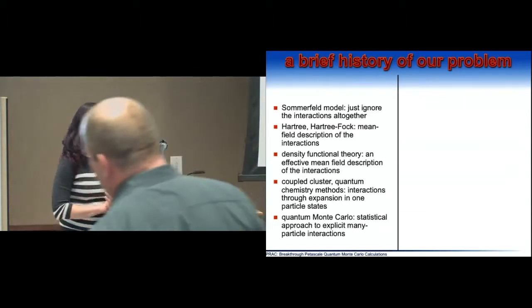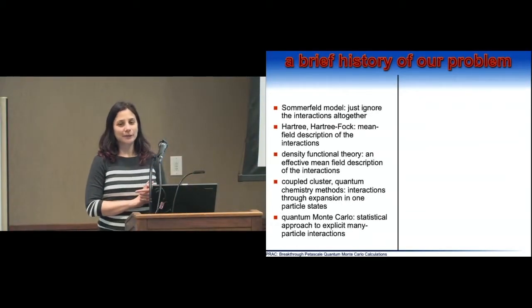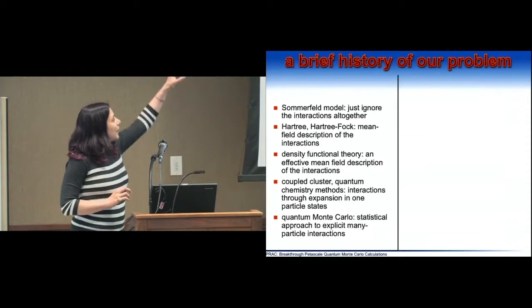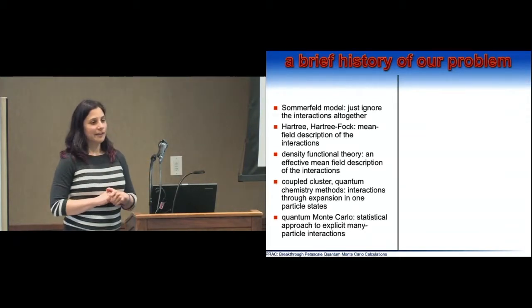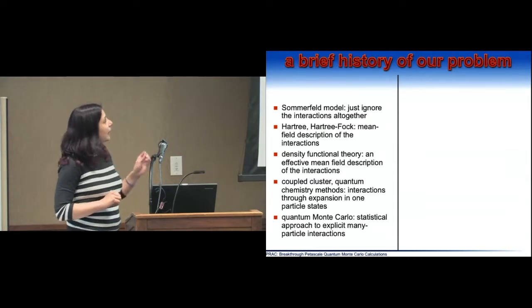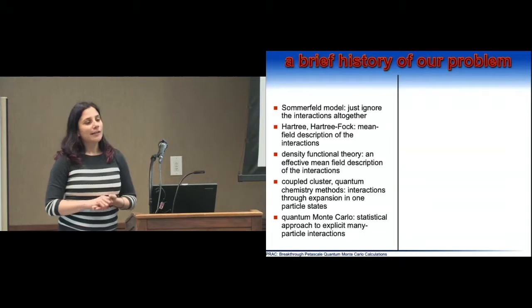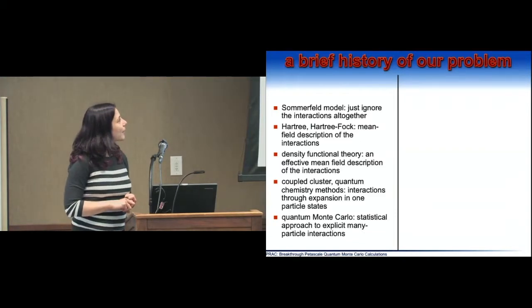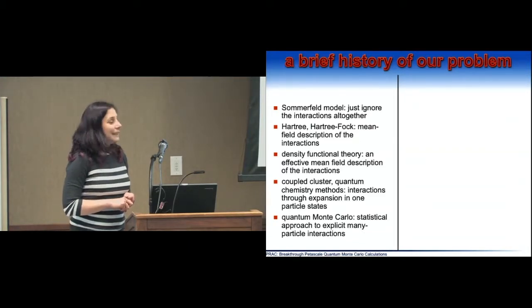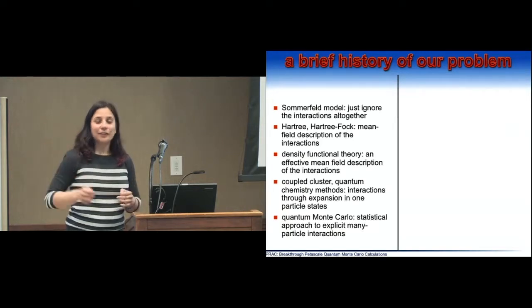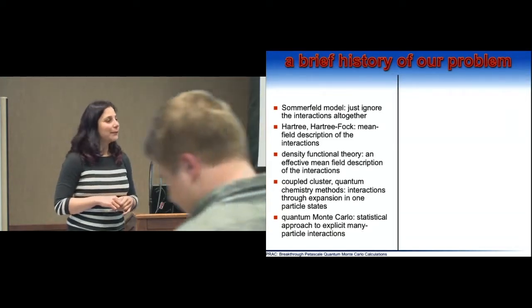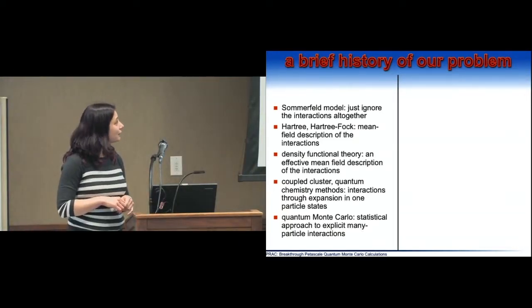So, a quick history of our problem, just to put in perspective what it is that we're doing. Many different approaches have been used historically, so we're going back now 100 years or so in history, to try to figure out ways to approximate the solutions to this problem. So Sommerfeld model, well, that's the easiest thing. Just forget about the interactions altogether. Don't worry about them and see what you get. First thing to try, of course.